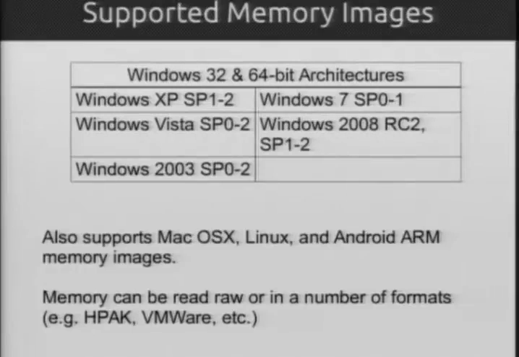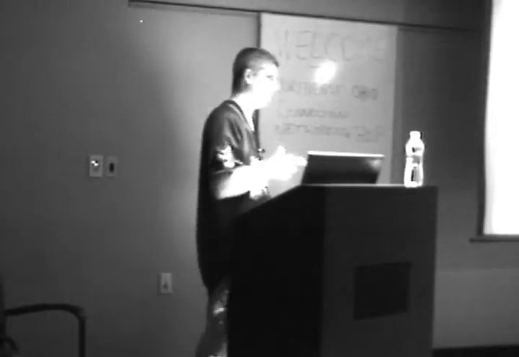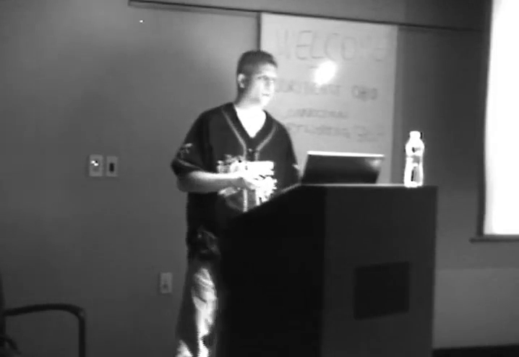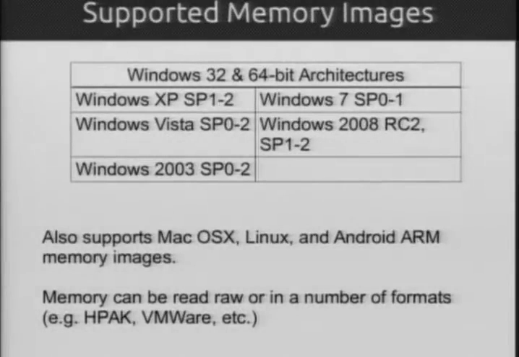Memory can be read in a number of formats. Typically, it's read raw, meaning it's just a direct dump of memory. But there are also a number of other formats that it can read, like HPAK, which I think is done by HBGary's FastDump, their memory dumping program. VMware .vmem files, it usually puts a little header on the front of it, it can read those directly. VirtualBox files, it can read. Crash dump files, it can read directly. There are about a dozen different memory formats that it can read, so it can read a lot of different things.